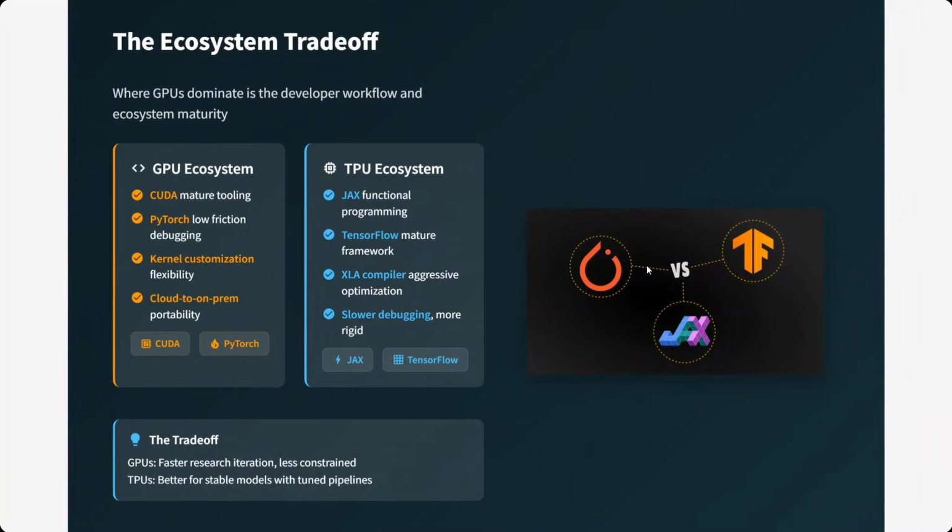The ecosystem trade-off, as you can see. Talking about the GPU ecosystem, CUDA is a mature tool, PyTorch is there, kernel customization, cloud to on-prem portability is also available. While talking about TPU, JAX is functional programming which is not that popular. TensorFlow is a mature framework that can be used. XLA compiler and slower debugging is there when you're working with TPUs. The trade-off: GPUs give faster research iteration and are less constrained, while TPUs are better for stable models with tuned pipelines.